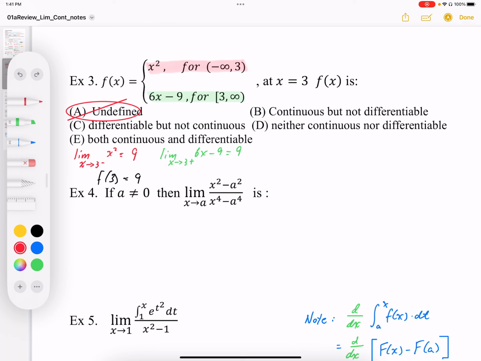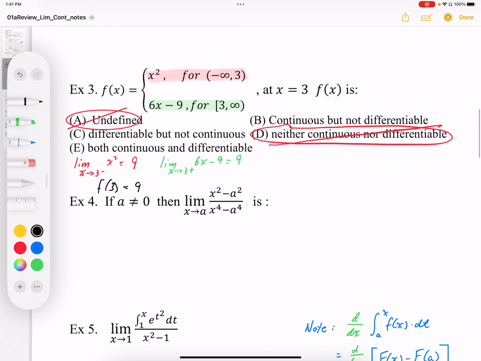Okay, let me just do that one more time. We're going to get rid of that example there. Neither continuous nor differentiable, but it is continuous. So now we're going to check for differentiability. We need to check the f prime value. Differentiating this, I get f prime of x equal to 2x from the left side, and equal to 6 from the right side.